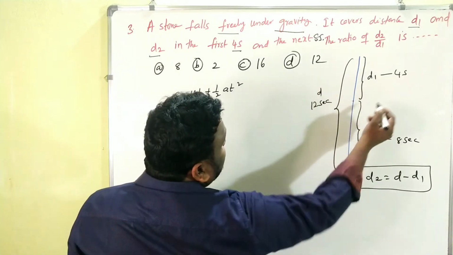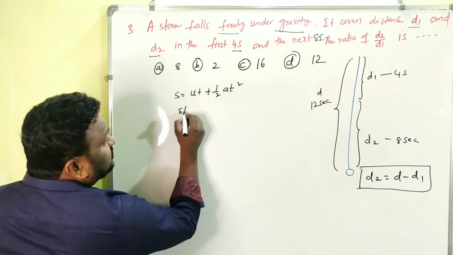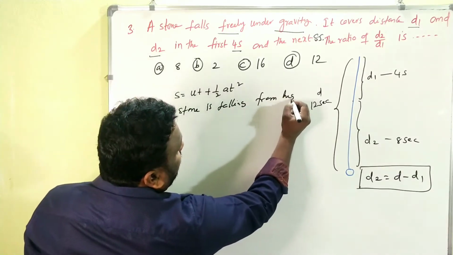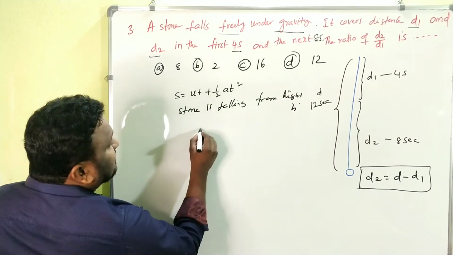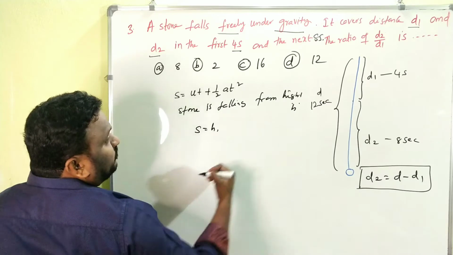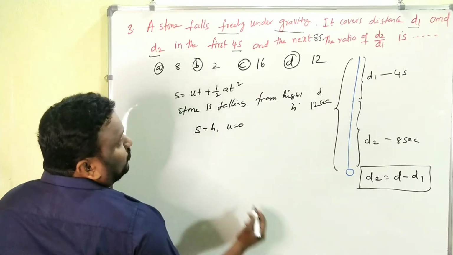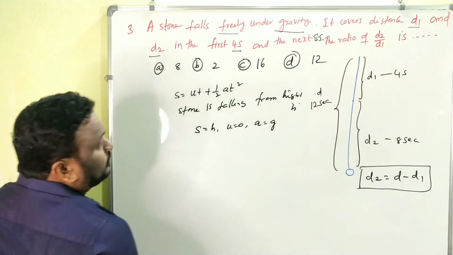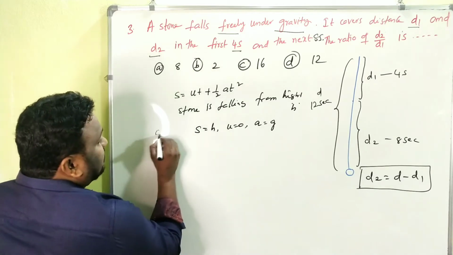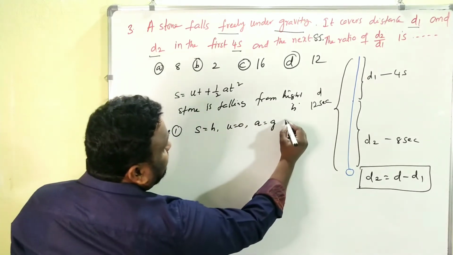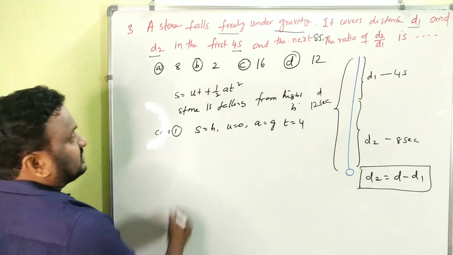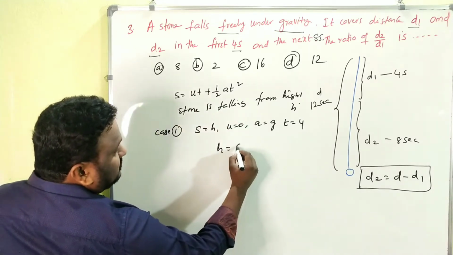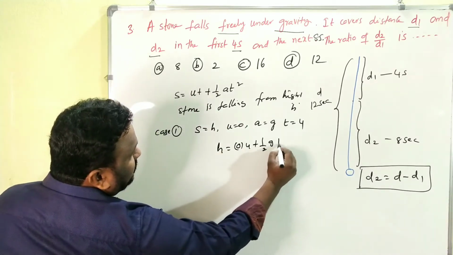And we can say that the stone is falling from height h, so s is equal to h. And when it is freely falling, u is equal to 0. For a freely falling body, initial velocity is 0 and a is equal to g. So for case 1, that is for the time t equals 4 seconds, substitute in that equation: h is equal to 0 into 4 plus half into g into t square.